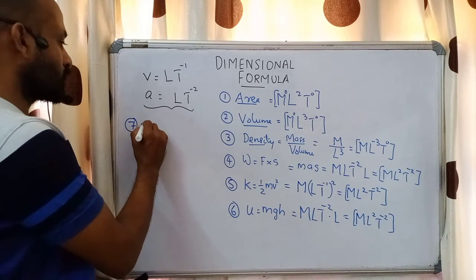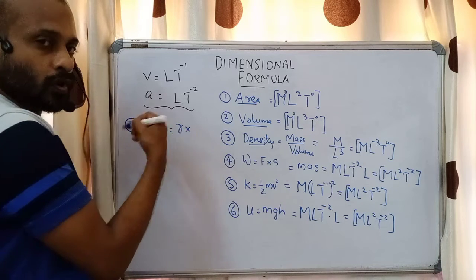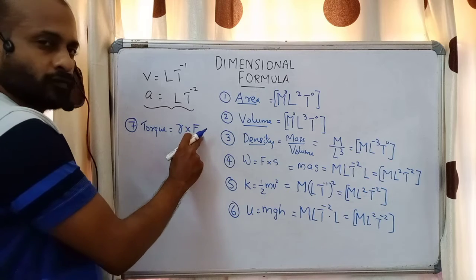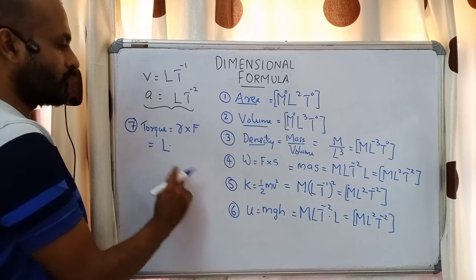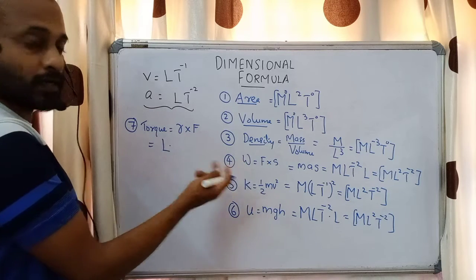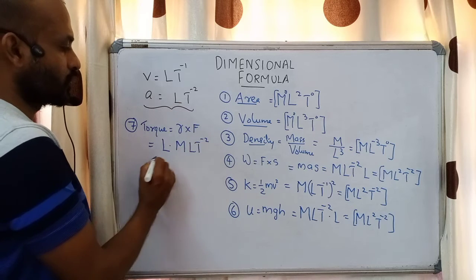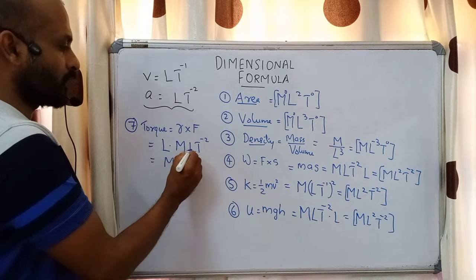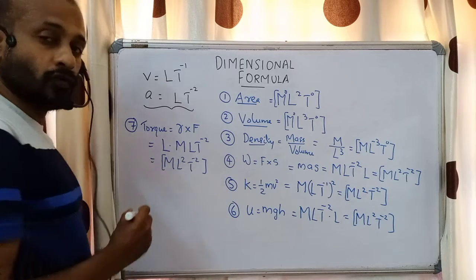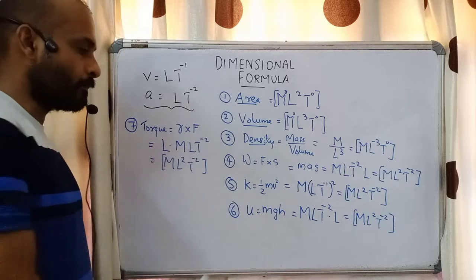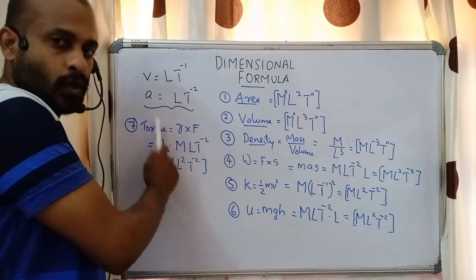Now torque has an equation. Torque is equal to R into F. Actually it is called cross product, but we will simply write R into F. Distance into force. Distance has dimension formula L. And force has dimension formula what? Mass into acceleration. For mass we have M, for acceleration L T raised to minus 2. So when you multiply, what will you get? M L into L square T raised to minus 2. So we have seen 4 physical quantities having the same dimension formula: work, kinetic energy, potential energy and torque.